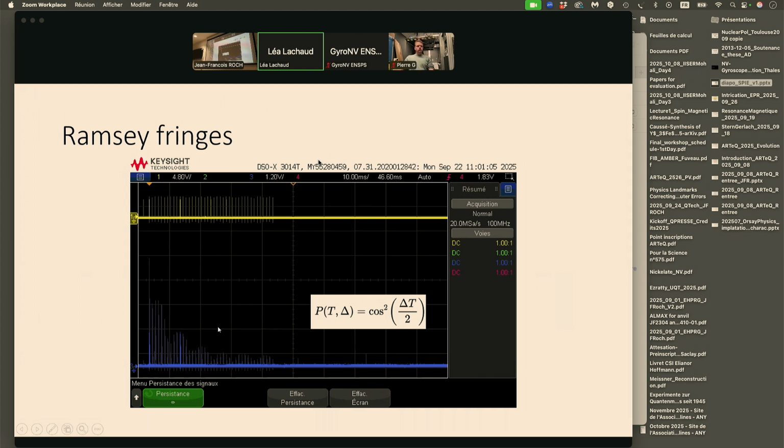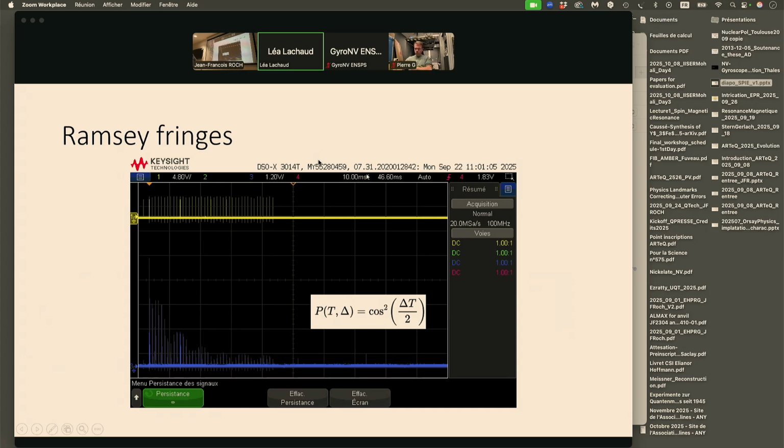So, I did this measurement a few days earlier. So basically, the T2 star that you observe here is short, about 50 milliseconds. Here you have the T2 star.